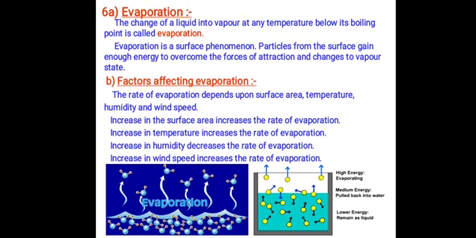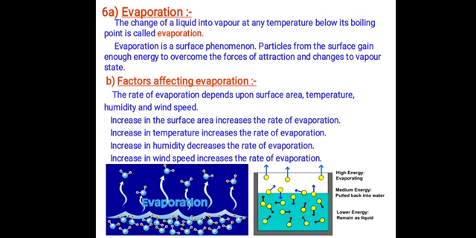Next part is evaporation. The change of a liquid into vapor at any temperature below its boiling point is called evaporation. It is different from boiling. Boiling occurs at a particular temperature called the boiling point. Above that also, boiling may be possible, but evaporation is possible at all temperatures.